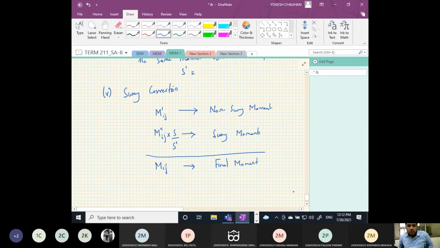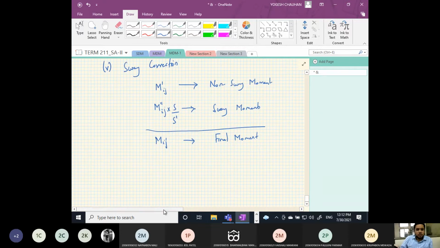So this is how you can analyze the sway frame. You have to carry out the moment distribution twice, first for the non-sway analysis and second for the sway analysis. So let us take an example.